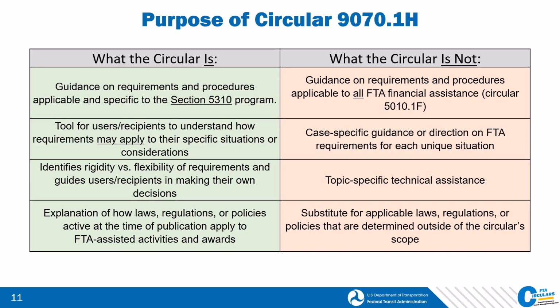Thank you, Heather. The purpose of the 9071H circular is to provide guidance on the specific procedures and requirements of the Section 5310 program, including tools for current or potential recipients to understand the requirements or considerations that may apply to their specific situation, and explains how laws, regulations, or policies active at the time of publication apply to FTA-assisted activities and awards. This circular does not provide guidance on the requirements and procedures required by all FTA grants. It does not provide case-specific guidance or directions for each unique situation. It does not provide topic-specific technical assistance, and it does not substitute for applicable laws, regulations, or policies that are determined outside of the scope of the circular.